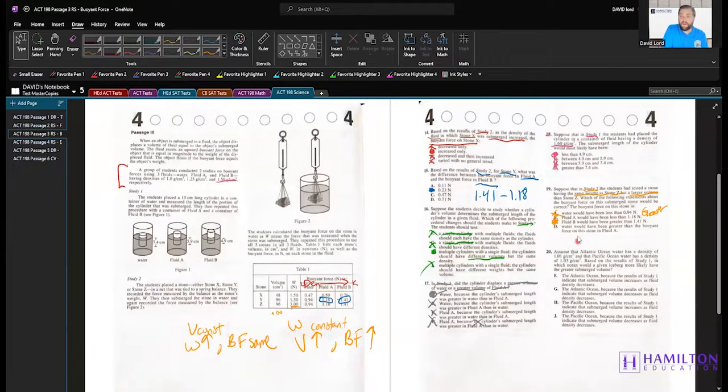And let's check D. The water would have been greater than the buoyant force on this stone in fluid A. Well, that is not true because the water has always been less than the buoyant force in fluid A. The final answer is C.